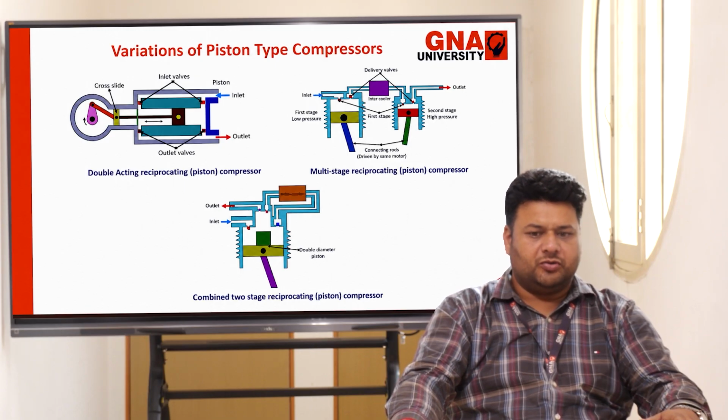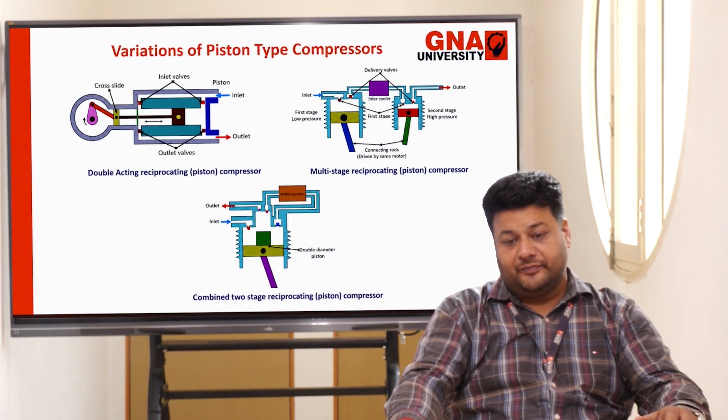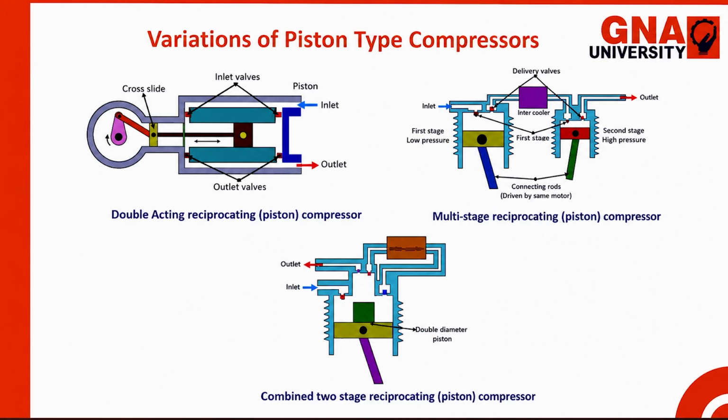Now, if we talk about the double acting cylinder, in the double acting cylinder the compression is taking place on both sides of the piston, on this side also and on this side also. If the compression is taking place on both sides of the piston, then we will be getting two pulses in a single stroke. So we have the inlet valves and outlet valves on both sides of the piston, as you see in this figure here.